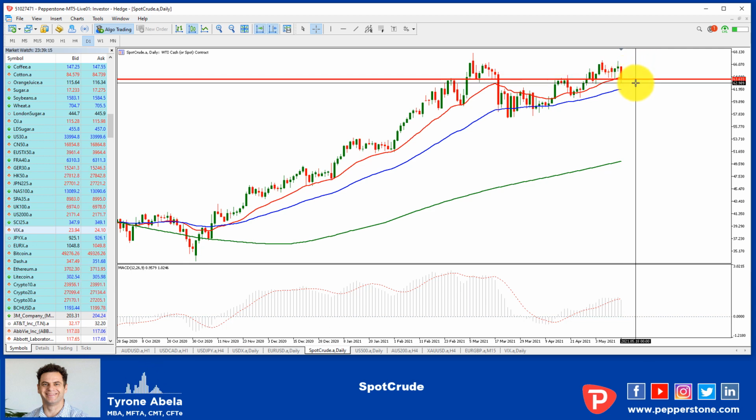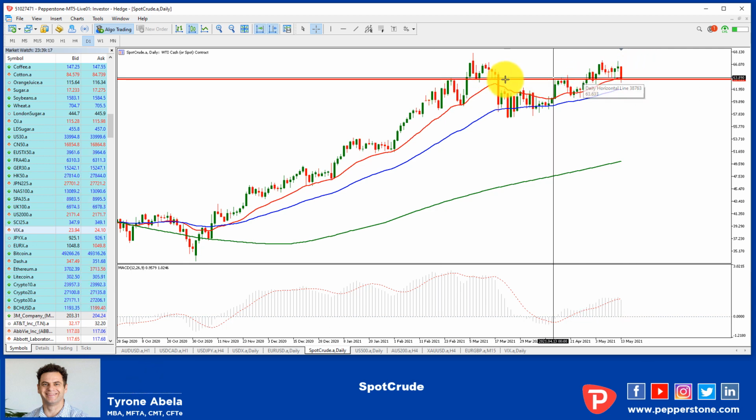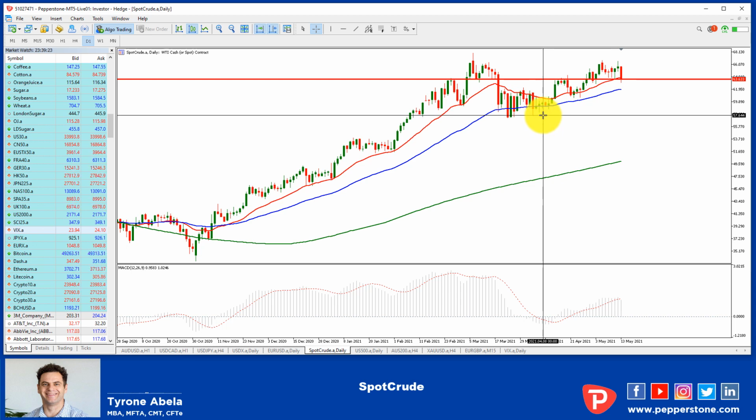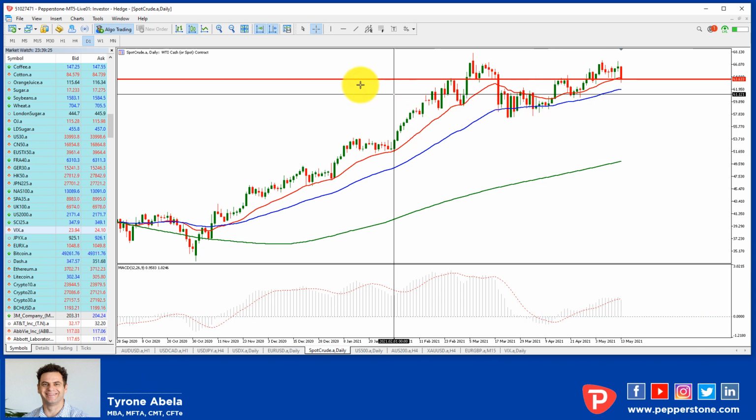Failing that, if the daily closes below this level and you get maybe a close around that sort of 63 or a little bit under, then you can start looking to the shorts again, back to this zone here, which is around that 58 mark.